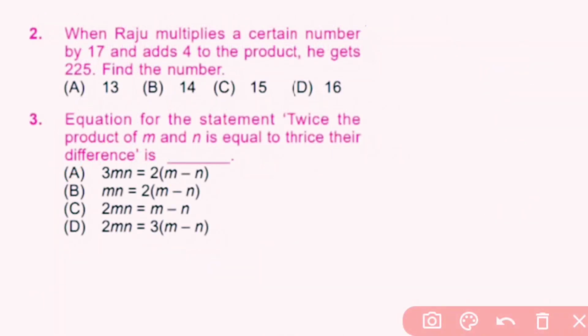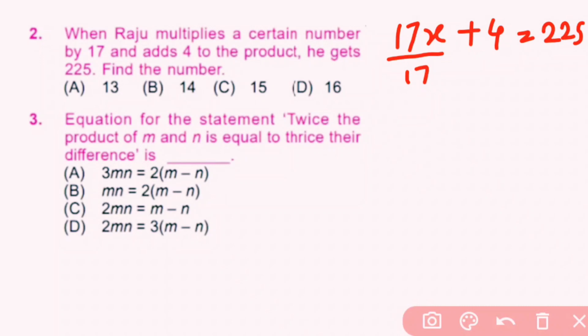Question number 2. When Raju multiplies a certain number by 17 and adds 4 to the product, he gets 225. Find the number. So that number we take as x. He multiplies the number with 17 and then to the product of this he adds 4. And then he gets 225. So the equation will be 17x plus 4 is equal to 225.